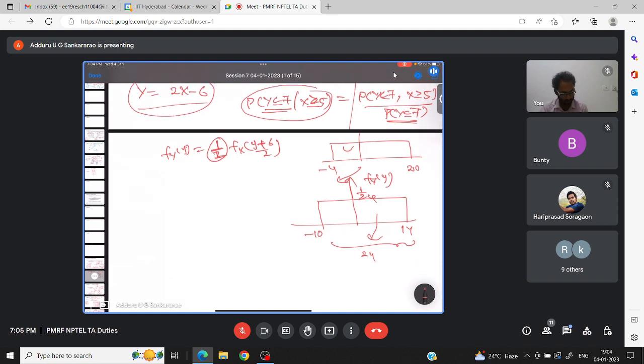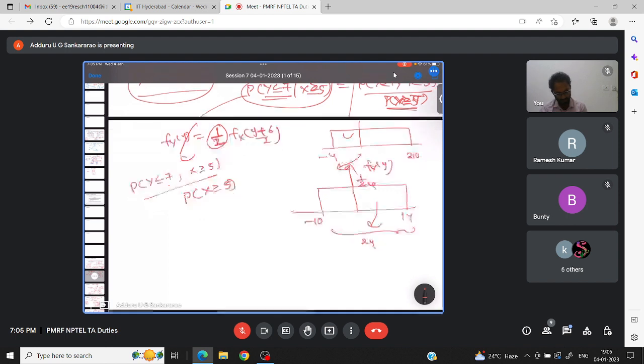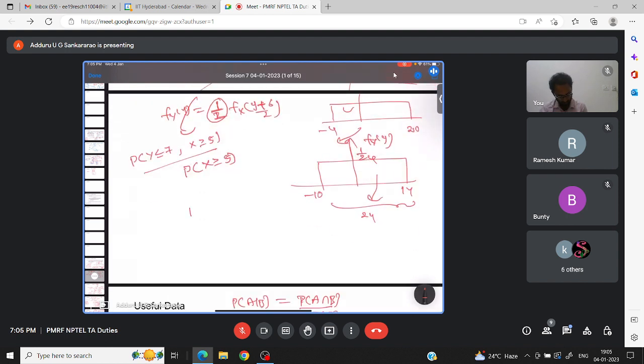What is that? Probability of y less than or equal to 7, given x greater than or equal to 5. That is, probability of y less than or equal to 7, comma x greater than or equal to 5, divided by probability of x greater than or equal to 5. Can I write it like this? Now what does x greater than or equal to 5 mean?